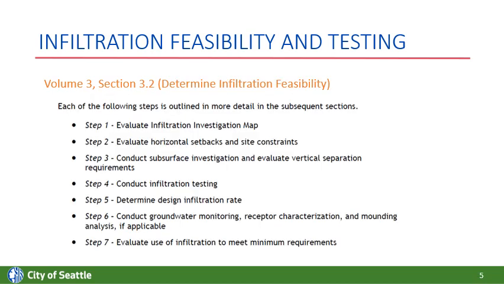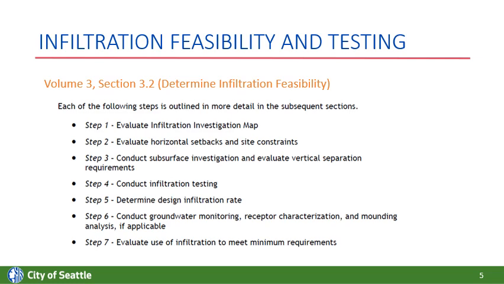So in volume 3, section 3.2, there is a step-by-step process that needs to occur for infiltration feasibility and testing. At every step in the process, if it is determined that infiltration is not feasible, then you don't have to go further in the process.